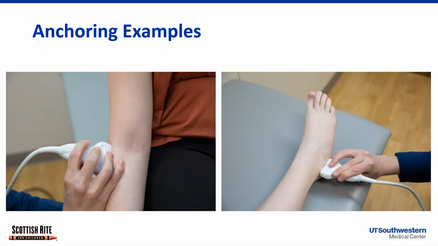So here are 2 examples. Left side of the screen, good example of anchoring or bad? Seems like it's got a couple fingers down there, so that's a good example of anchoring. What about the right side of the screen? Yeah, we're slipping and sliding all over the place. You're not going to be able to maintain the image that you have there.